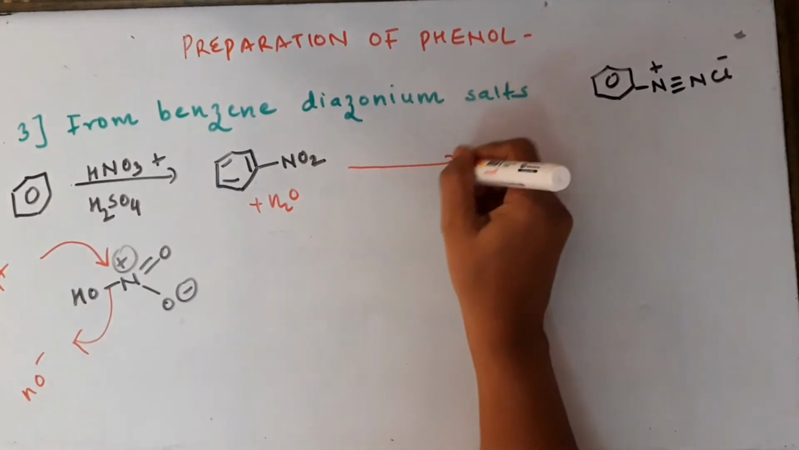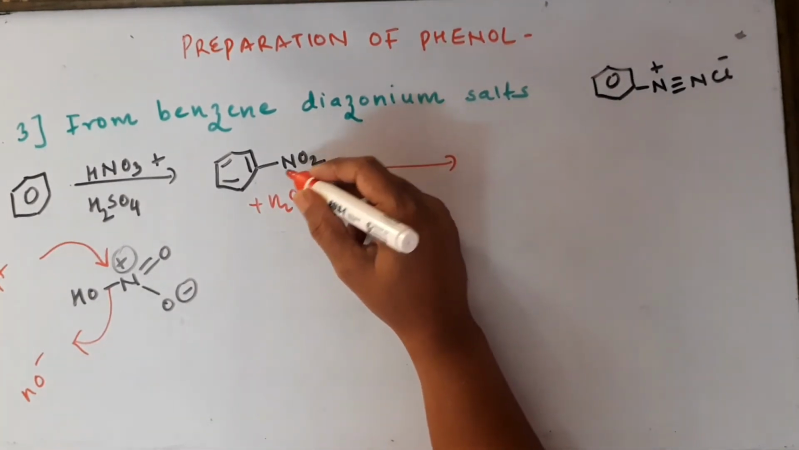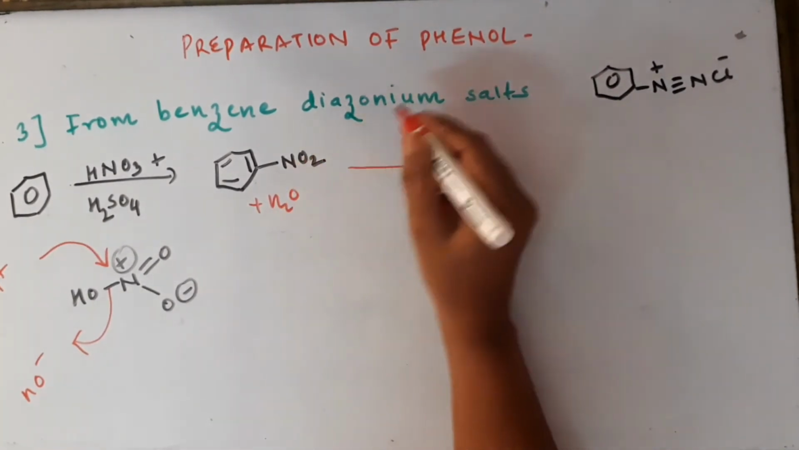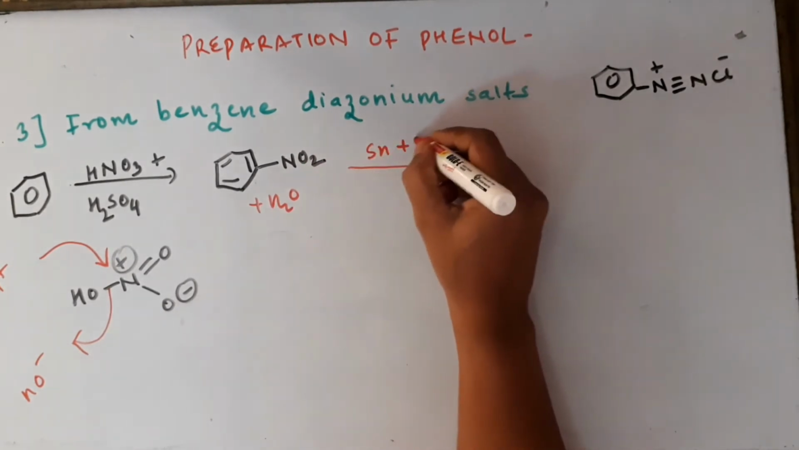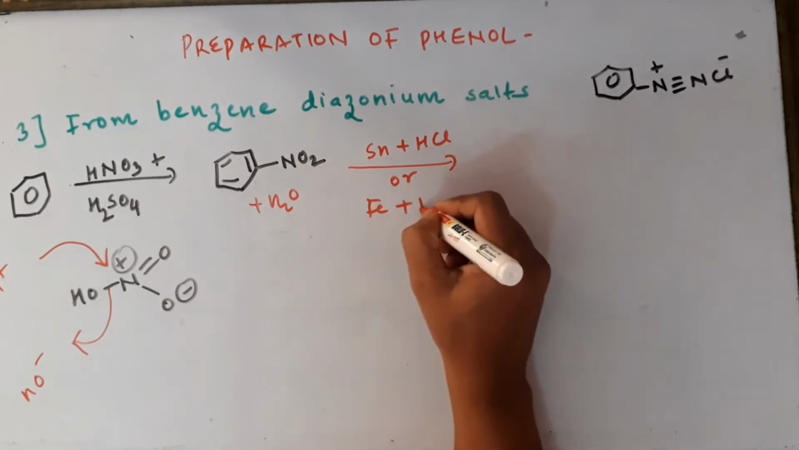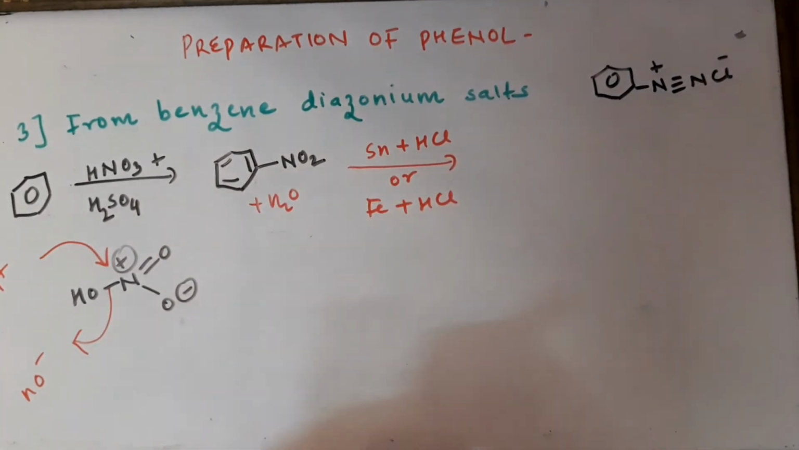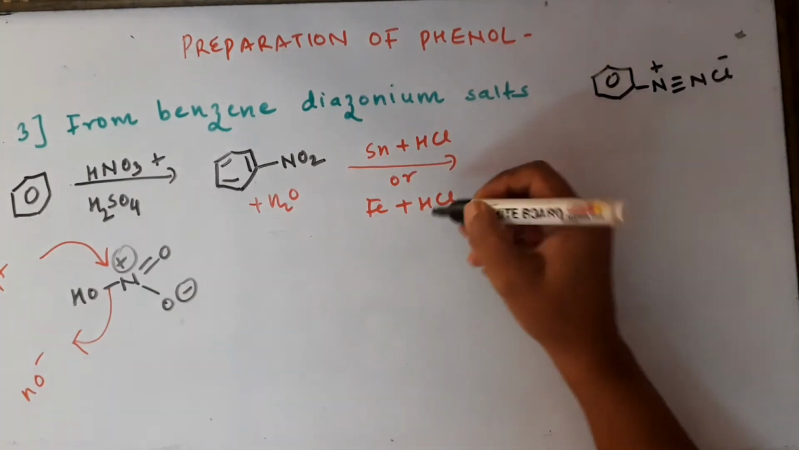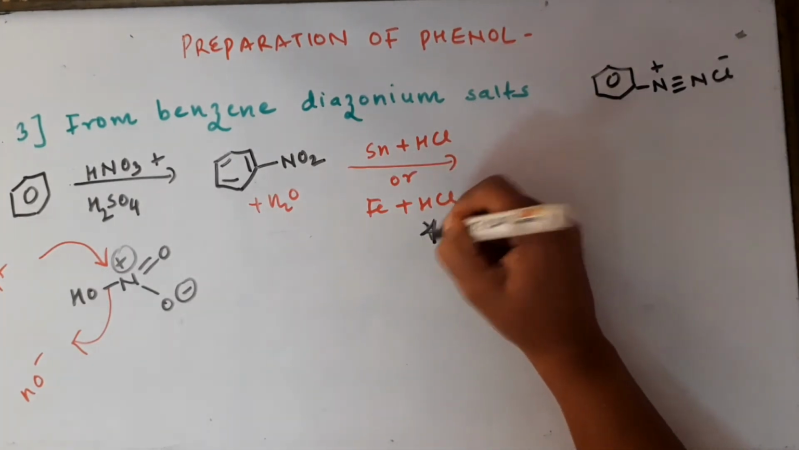The next step is to reduce it. To reduce nitrobenzene, the best method given in your book is tin plus HCl or iron plus HCl. This is the best method, let me tell you. Please remember this. And you will not use any unnecessary reducing agents like H2/Pd or LiAlH4 and all that. So the best choice if you want to reduce nitrobenzene is metallic reduction. Extremely important for your exam.